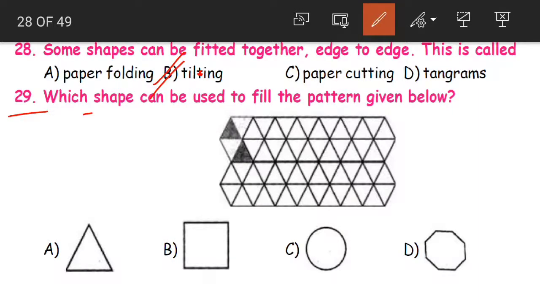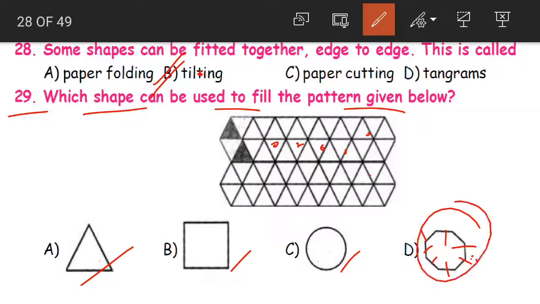Now question 29. Which shape can be used to fill the pattern given below? Now if you look at the pattern here, children, this all we have to fill. So what shape can be used? Can we use a triangle, square, circle, or 1, 2, 3, 4, 5, 6, 7. So 7 is nothing but an octagon. Okay, this is a polygon. Let us for now understand that it is a polygon.